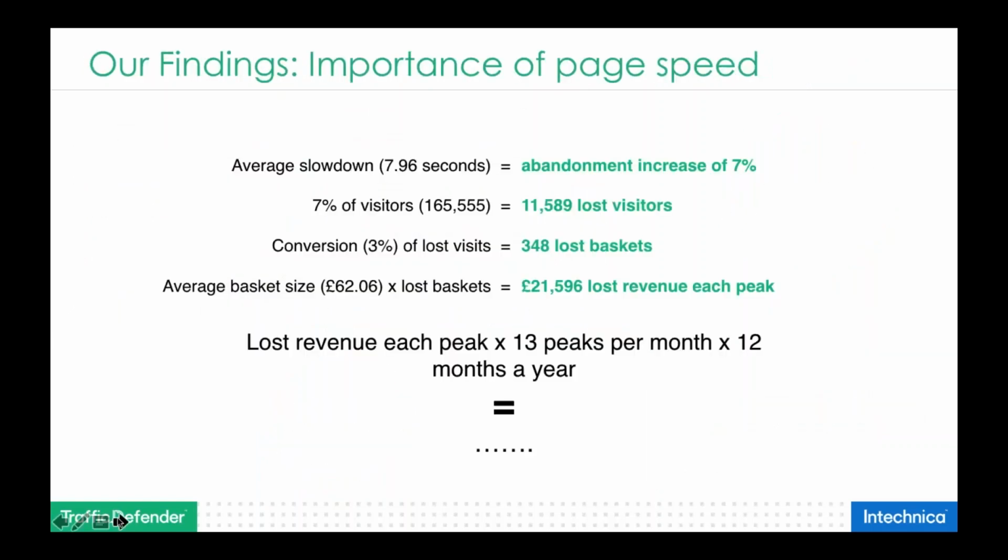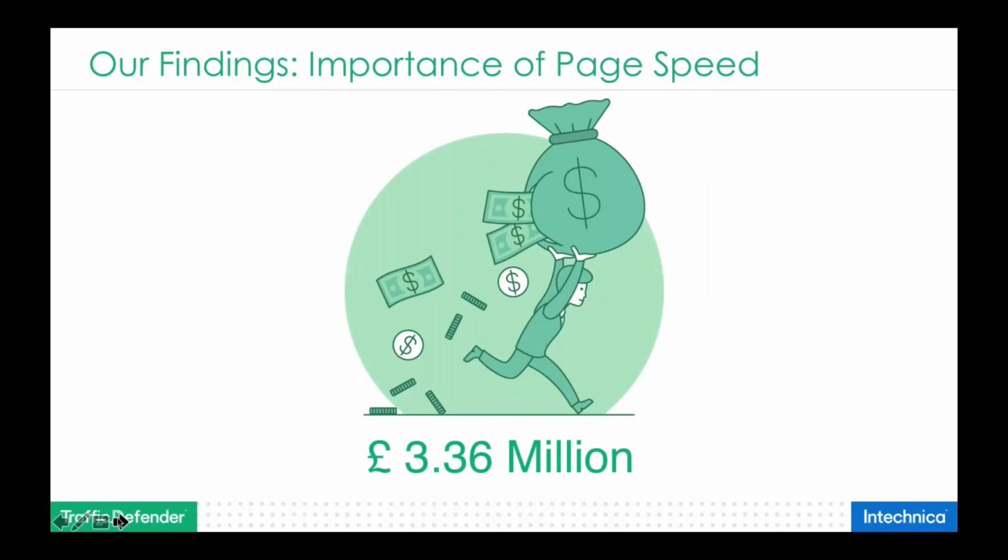We also did what I think is less obvious, which is the impact of slowdowns. We did a piece of research with one of the largest retailers in Europe, looking at their go slows, looked at their average basket size, their conversion rate, and the impact when the site runs slow. And over 13 peaks over 1 year, what we looked at is if we were to prevent those go slows, we could generate an extra £3.36 million worth of revenue for that business. So certainly a lot of money there.